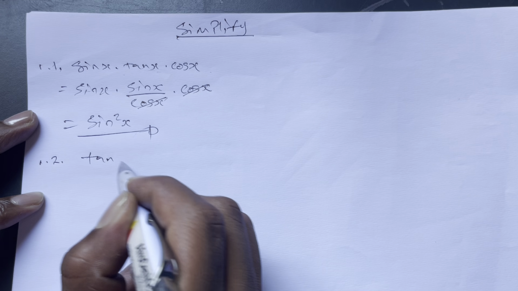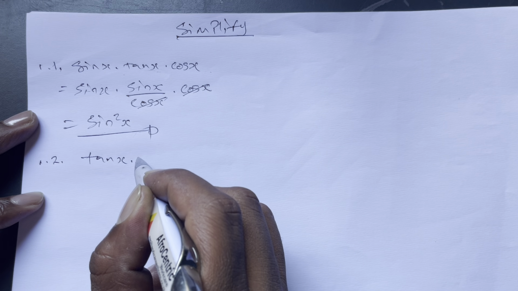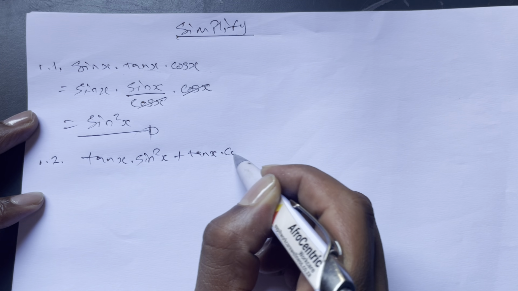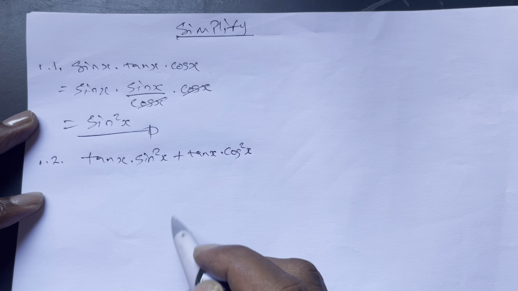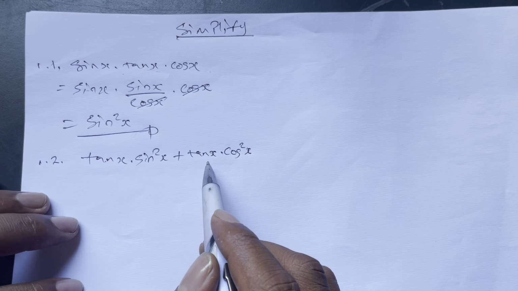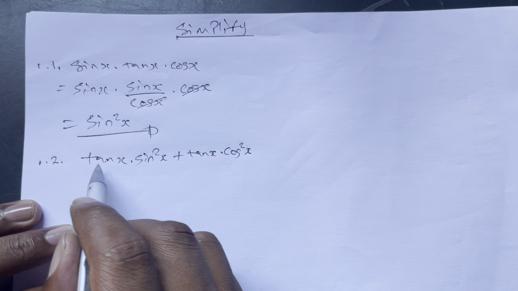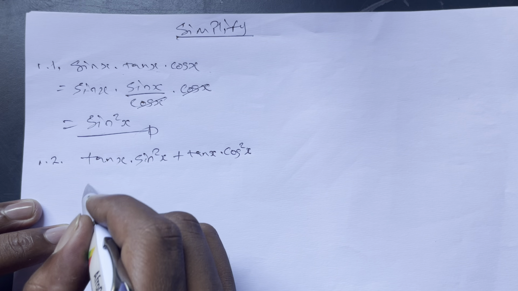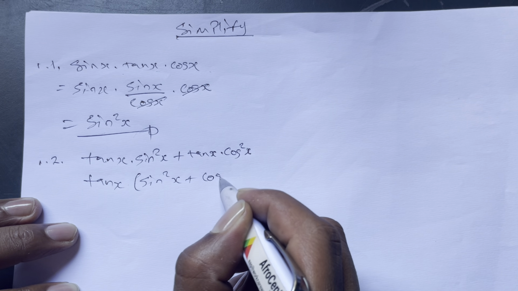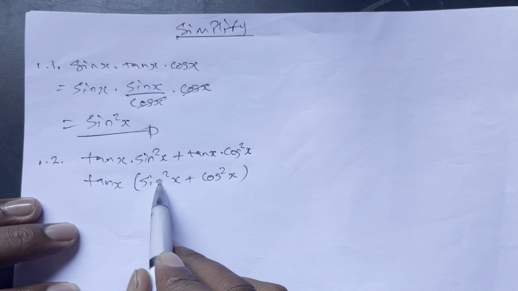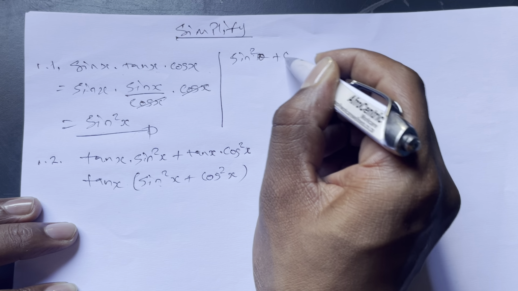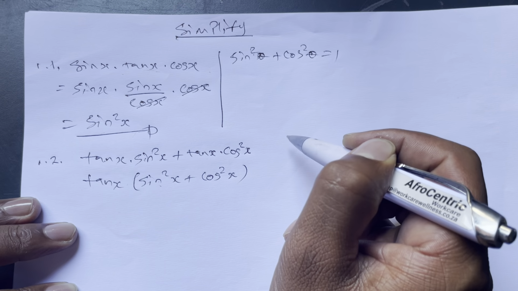Question 1.2: you have tan x times sine squared x plus tan x times cos squared x. Okay? So here you see you have tan x and tan x, so you can then take out the common factor. So the common factor here is tan x, right? So you say tan x into sine squared x plus cos squared x, right? But you know that sine squared theta plus cos squared theta equals 1.